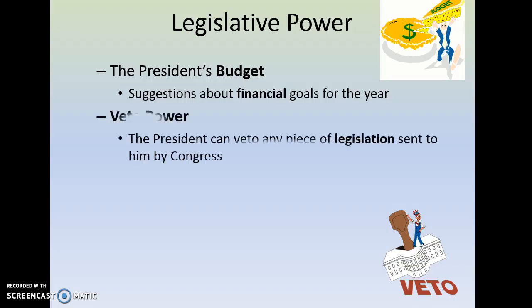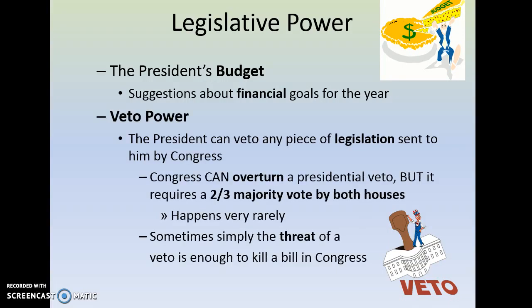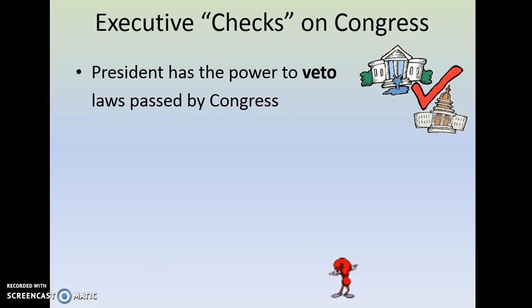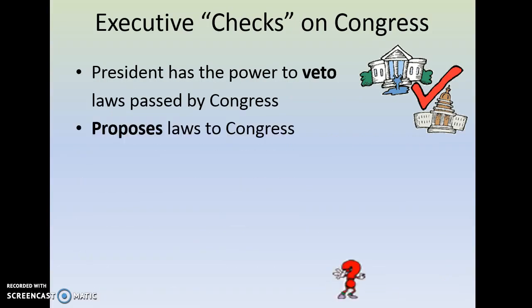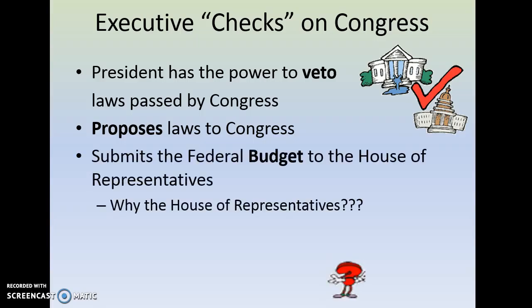The president also can make suggestions about financial goals for the year. He can also veto legislation sent to him by Congress. So the major check the executive branch has on the legislative branch is the president's ability to veto laws passed by Congress. He can also propose laws to Congress. He submits a federal budget to the House of Representatives.